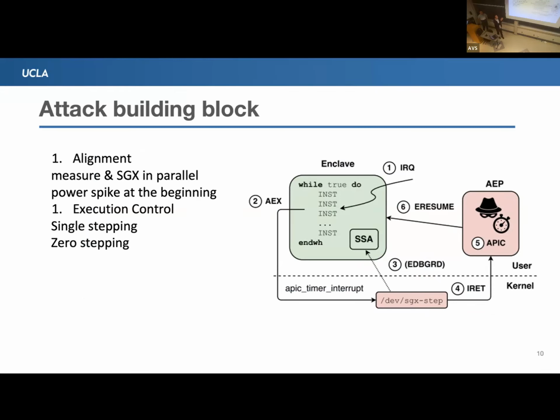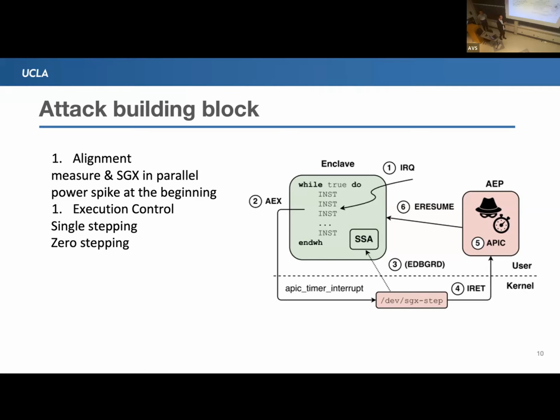The second problem is execution control. We want to have a boundary. The best one is instruction level execution control for the SGX execution, because with that we can single step the SGX code one by one to get to the target instruction.